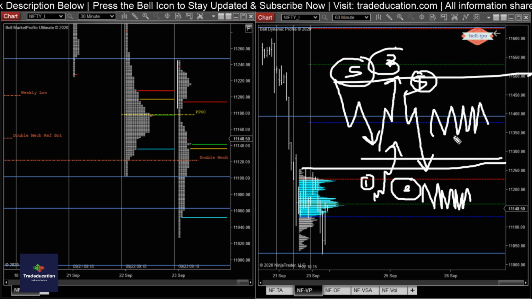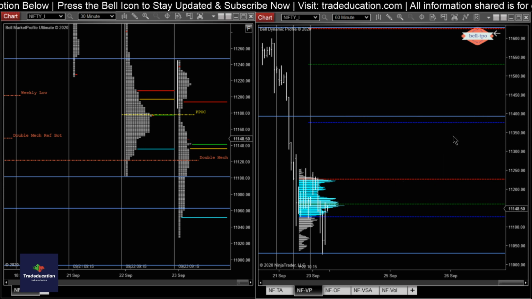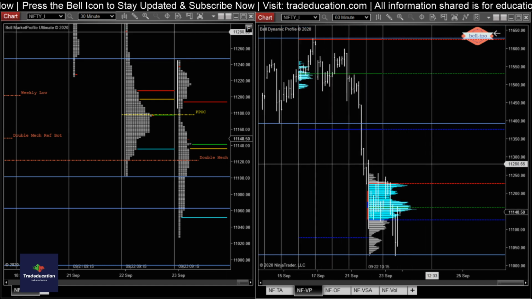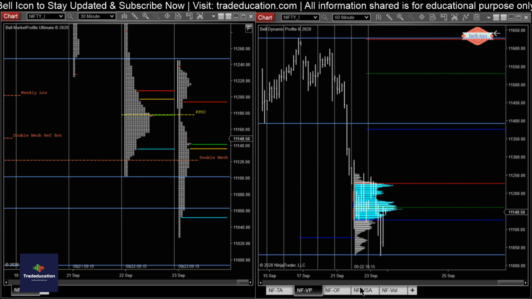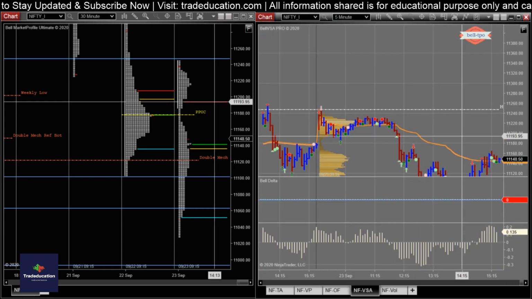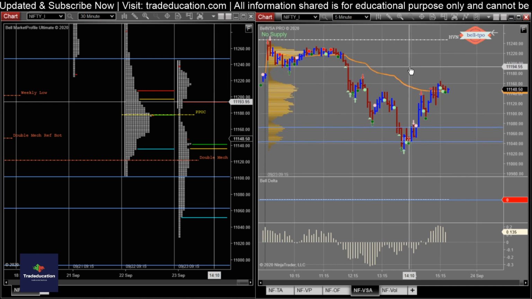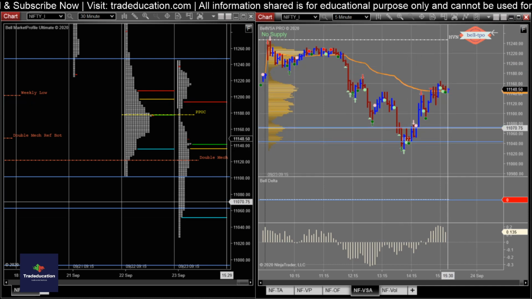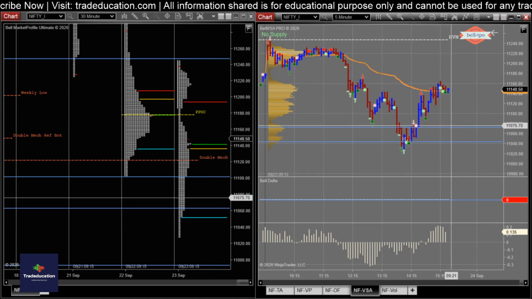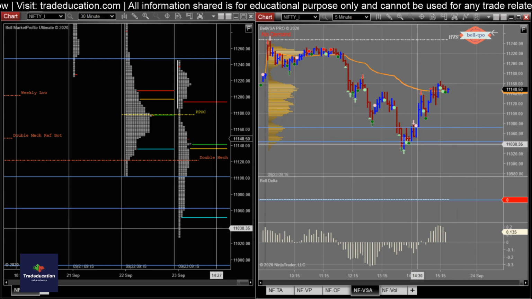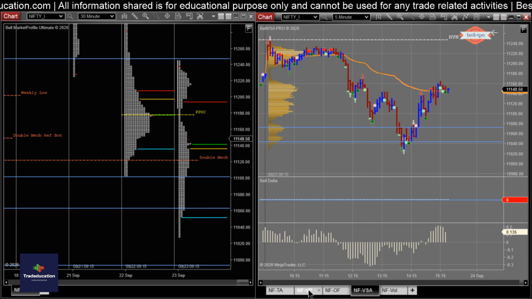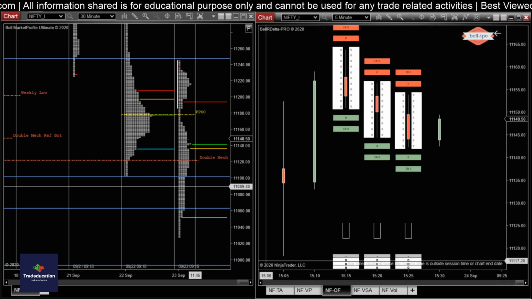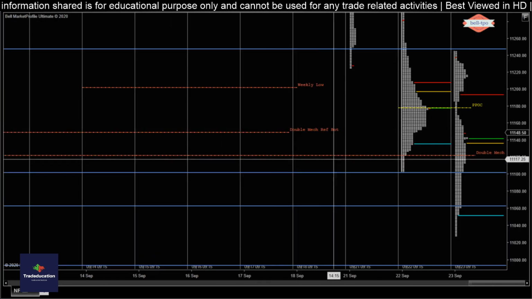Okay, so that's the overall expectation, and these are the three references which I'll be monitoring. There are a couple of HVNs which I'm looking at, and these are the buying zones which I marked, and that's where exactly buyers came in, and then the auction just reversed. Okay, so let me do one thing. Let's quickly jump to the market profile chart.